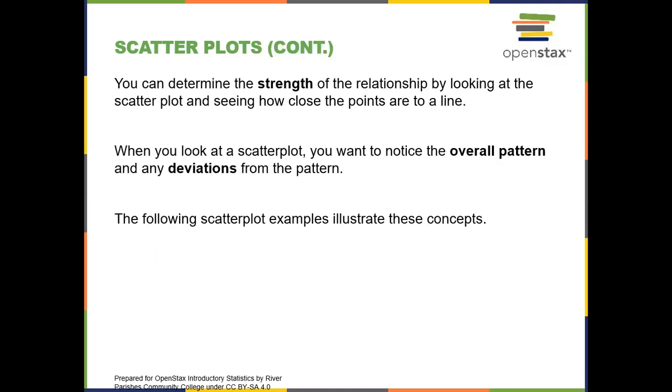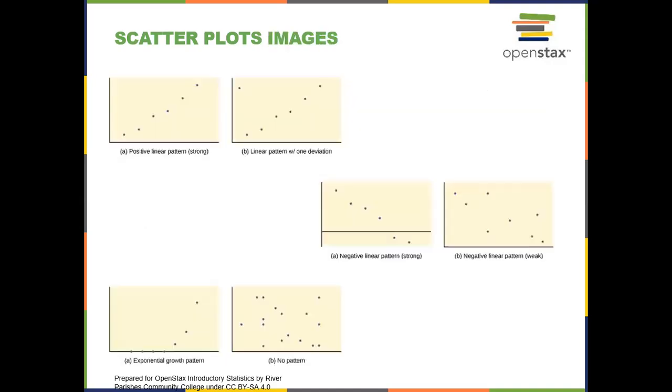Okay, you can determine the strength of the relationship by looking at the scatter plot and seeing how close the points are to a line. When you look at a scatter plot, you want to notice the overall pattern and any deviations from the pattern. The following scatter plots illustrate these concepts. The first one on the top left, you're going up the hill, almost all the points fall close to a straight line going up the hill. So it's a positive slope.